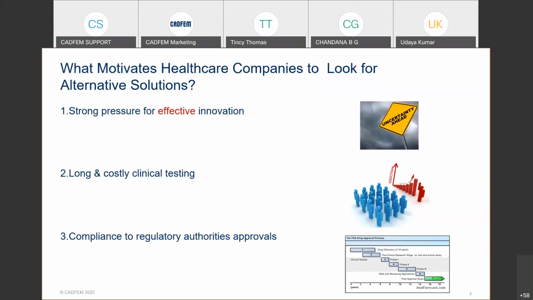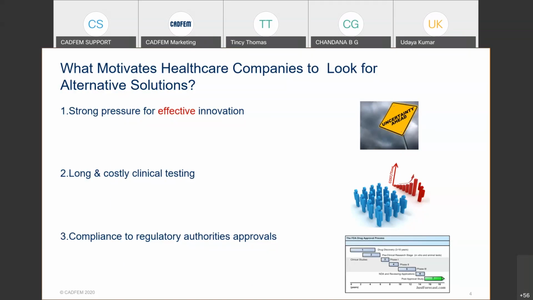So what is the actual motivation for going for this alternative solution? Why should these medical industry and healthcare people who make these products and implants go for an alternative solution? The main thing, as I mentioned, is that innovation is the key to leading or being a successful company in the industry, so you need to have an effective innovation.